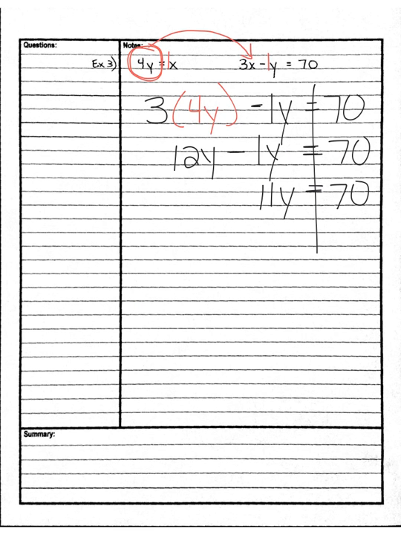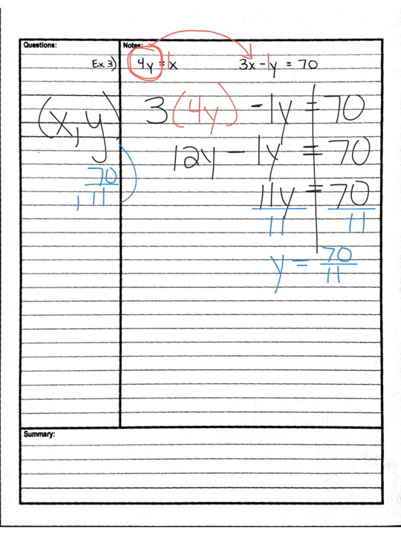11 times y, that inverse is to divide. Whatever we divide one side by, we need to divide the other. So we get kind of a yucky fraction here. Y is going to be equal to 70 elevenths. And that is the y value. Remember, our goal is to find an xy value. This is the y value, which is 70 over 11.